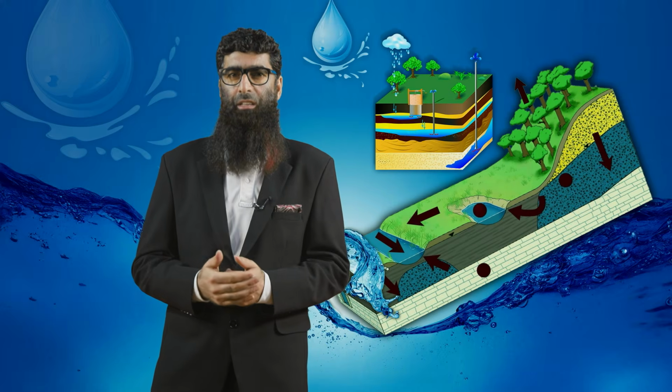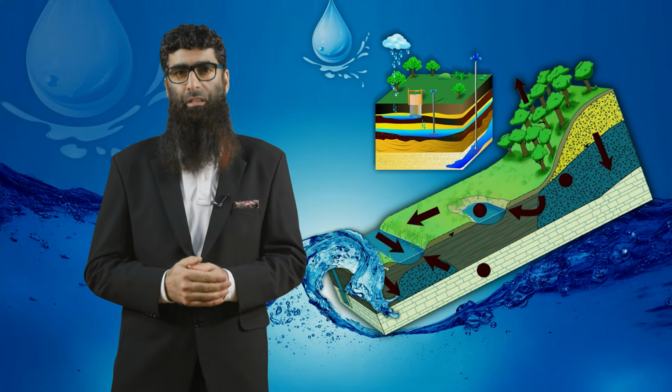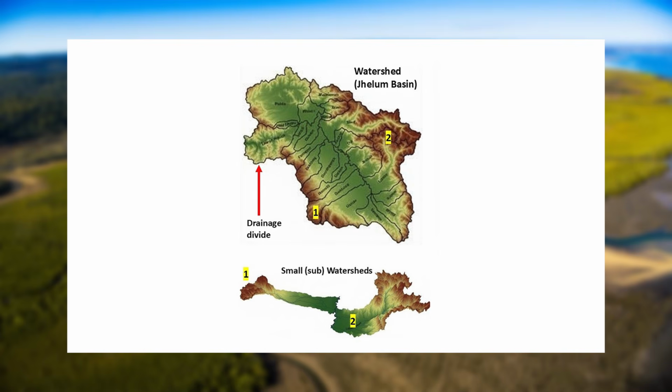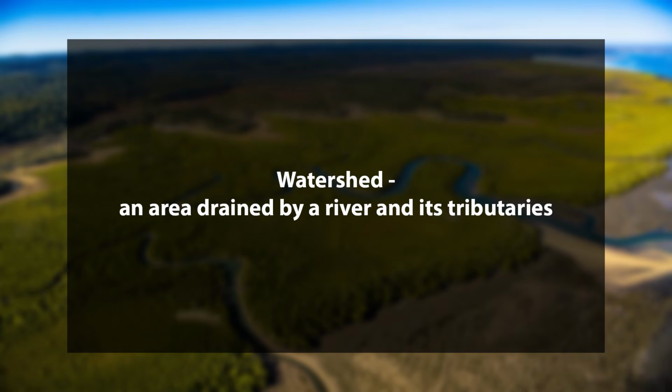Now, what is a watershed? A watershed, also known as catchment or drainage basin, is a unit of land formed by relief features in which all precipitation drains to a common outlet such as a river, lake, reservoir, or sea. In other words, we can say that it is an area drained by a river and its tributaries.